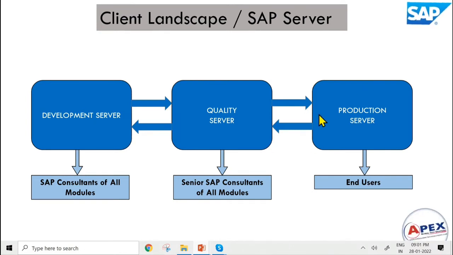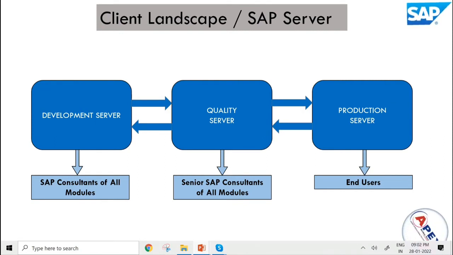If any errors occur while using SAP during the business, they will send the problem to the quality server and they will check it. Then they will send it to the development server. They will modify and rectify the problem. Then they will send it to the quality server. The quality server will check that and send it to the production server, saying that we have resolved the issue and you can check it. This is very important for you, how the process will work.